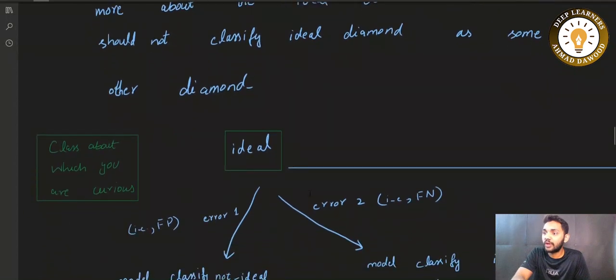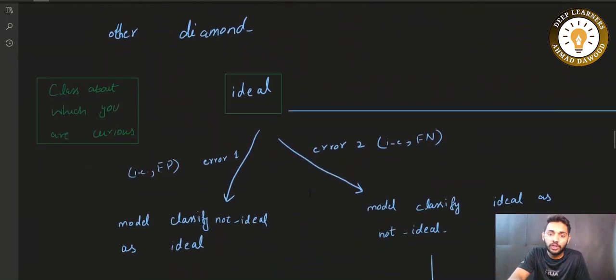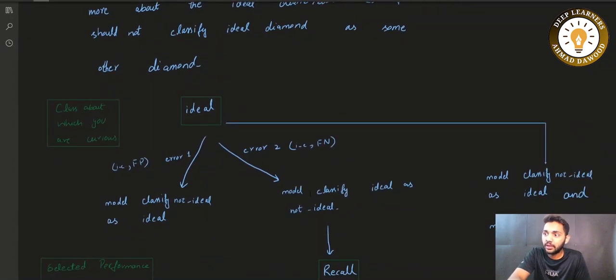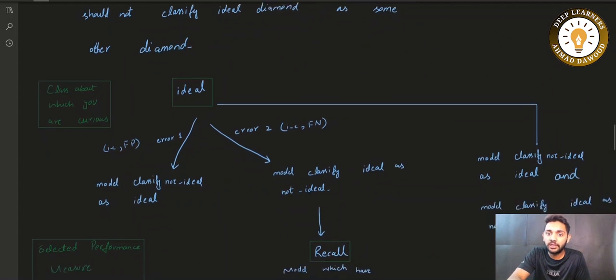So first you have to figure out which class you are more curious about. Then you have to figure out how many types of errors there can be. There are two types of errors. The model can classify a non-ideal diamond as ideal, and the model can classify ideal diamonds as not ideal.